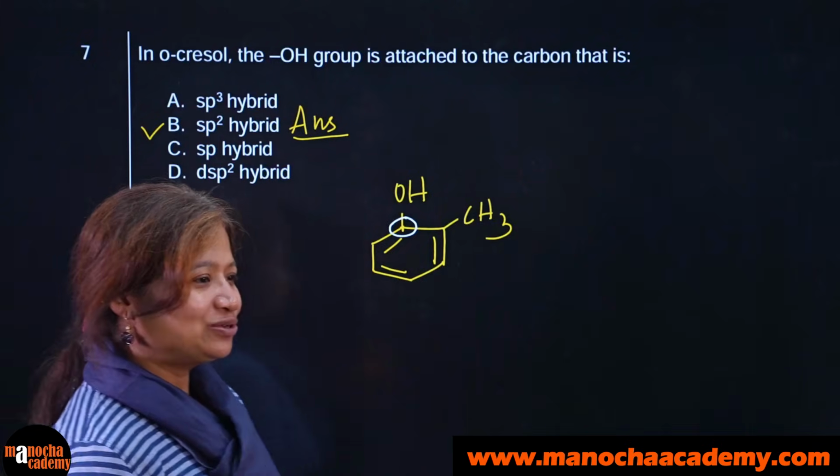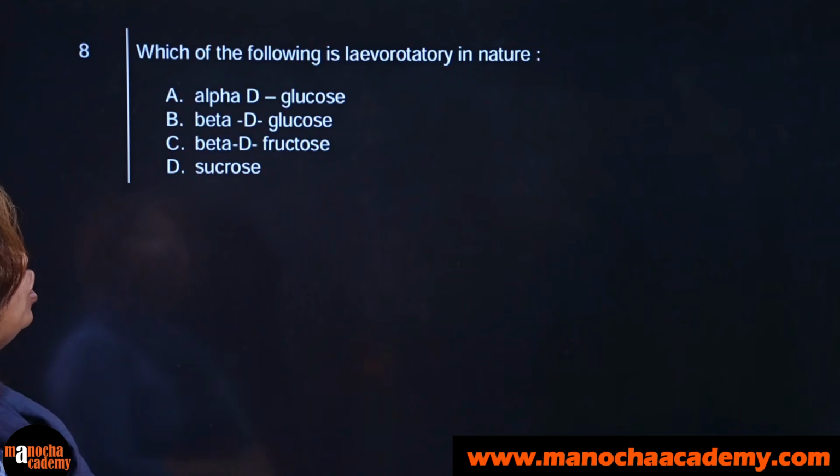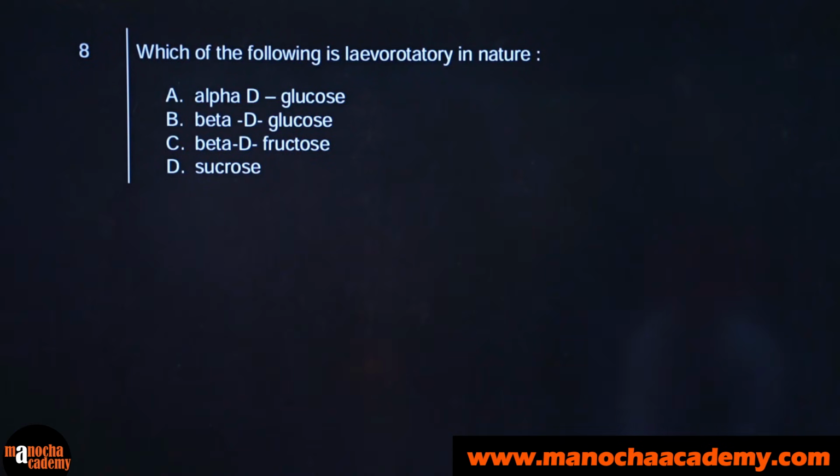Okay. So next question we move on to. Which of the following is levorotatory in nature? We missed reading this out, but can you tell me which is levorotatory in this one? Which option? Alpha D, beta D, beta D. First is glucose, then fructose, and then sucrose. Which is levo? Anybody?